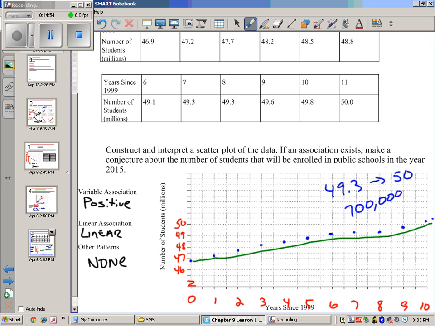So best guesstimate would probably be, in the year 2015, 4 years add to the last one, which is 50. So I would say about, remember our about symbol, about 51 million students.